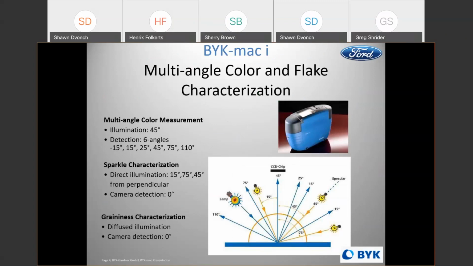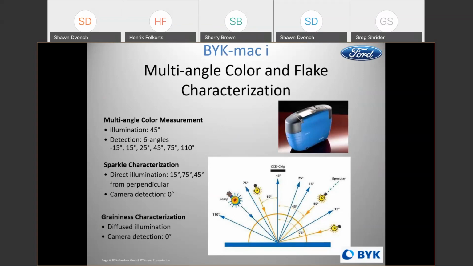So for the BICMAC instrument, it has multi-angle color measurement. The illumination is at 45 degrees. The detection is at 6 angles: the -15, the 15, the 25, the 45, the 75, and the 110. And what we found is that the -15 is usually only used if you have a color shifting pigment, so if it goes from red to green or blue to yellow or something like that. But for all the other colors, we're using the 15 through the 110, except for solids that only use the 45.